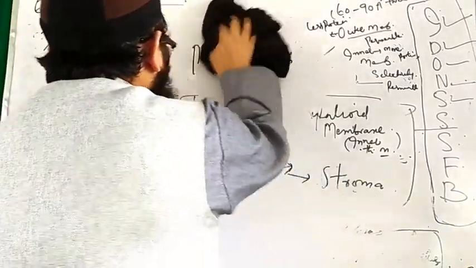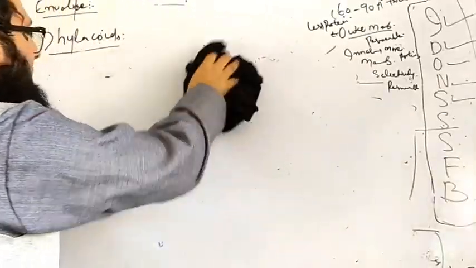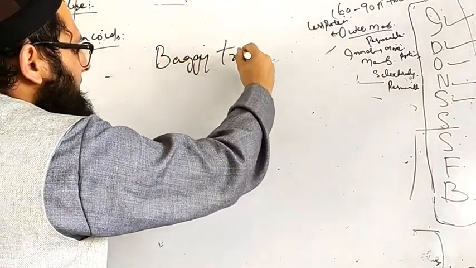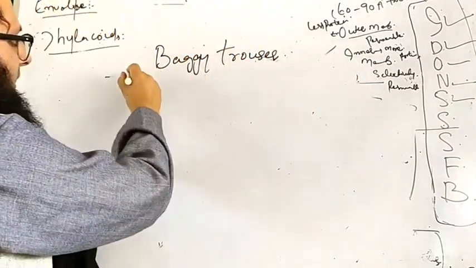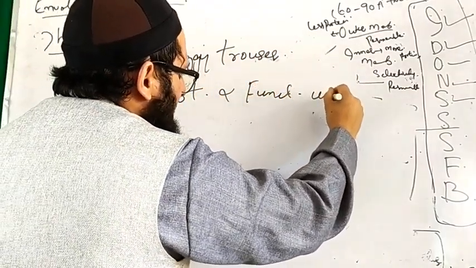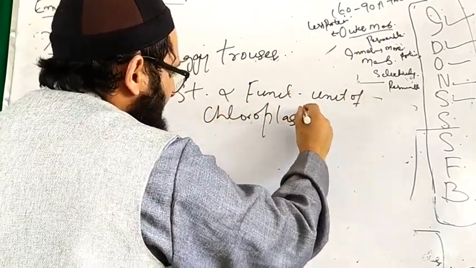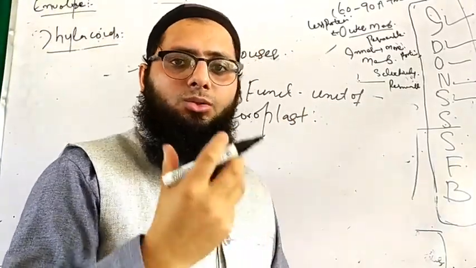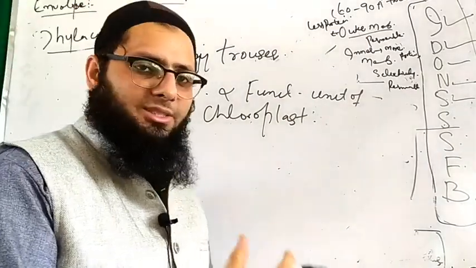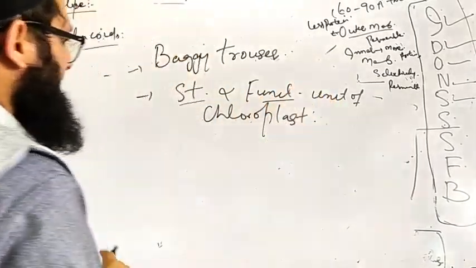Okay. One more thing I would like to add about the thylakoids: these thylakoids are also called baggy trousers because of their appearance, and they are also called the structural and functional unit of chloroplast. Very important. As in the case of mitochondria, oxysomes are known to be the structural and functional units, but in the case of chloroplast we have these thylakoids, which we call structural and functional units.